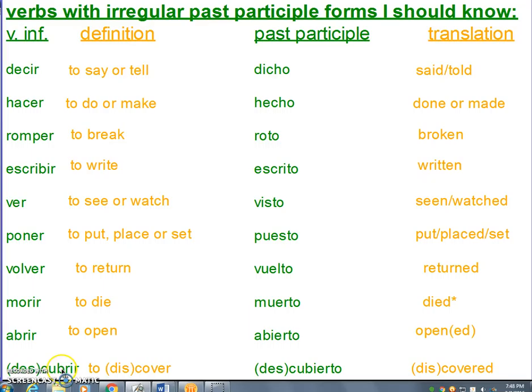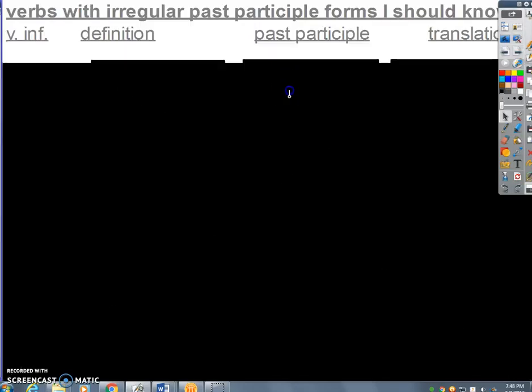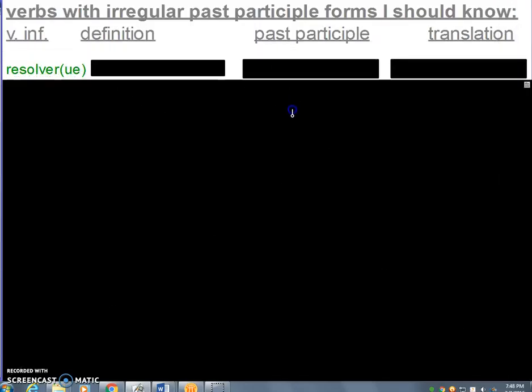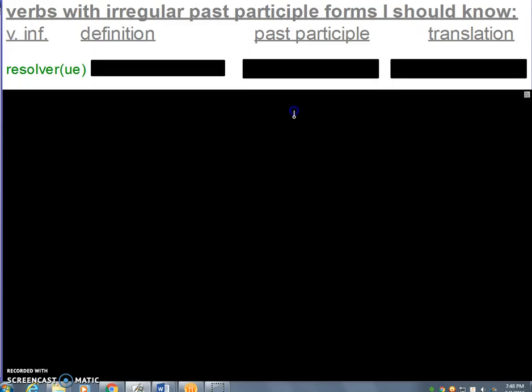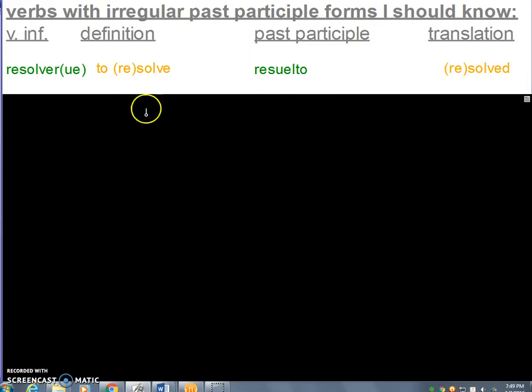And down here we have cubrir, which is to cover, but we also have descubrir, which is to discover, which brings us to one of my next points. But before I get to that, I've got one more we need to add to our list. You may have noticed from our vocab we're missing one. You do not have to rewrite this. I have it in gray. But we've got this one. This one is a new one this year. And if you've been studying your vocab, you know that it means to solve or resolve. Its past participle, can you tell me what it is? If you said resuelto, you are correct, and its translation would be solved or resolved.